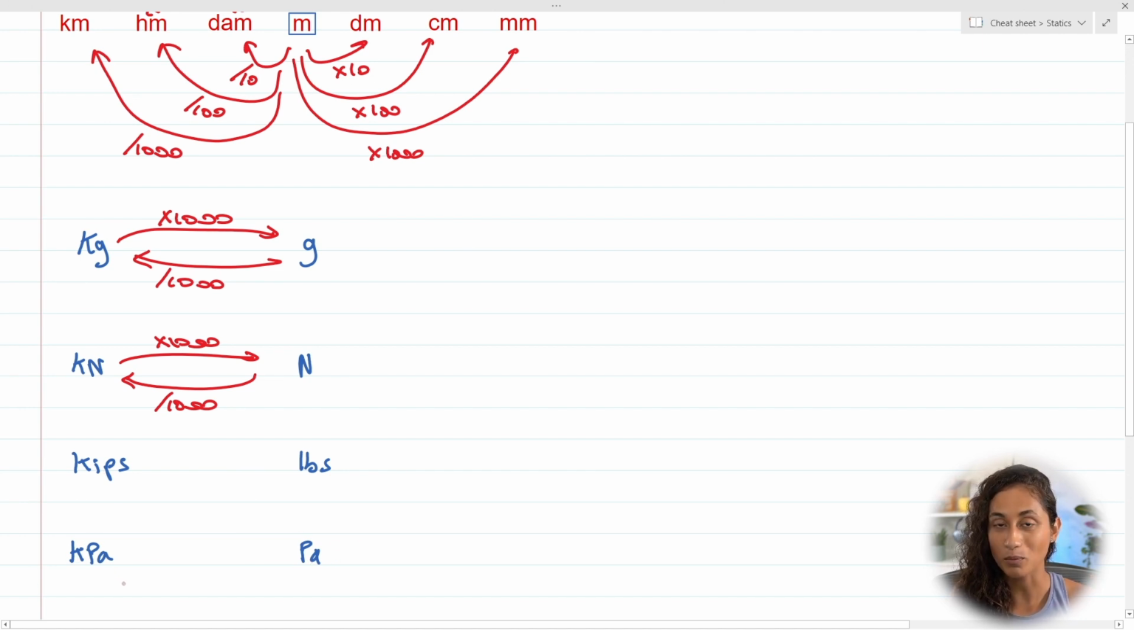Now for kilopascal and pascal, when you are doing problems under mechanics of materials, you're also going to see megapascal and gigapascal and so on. And it's important to also know how to convert those. Now, if I do create a unit cheat sheet for mechanics of materials in the future, I will probably cover that as well and share it with you guys.